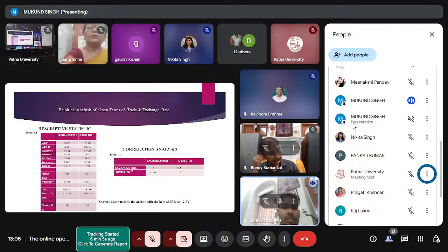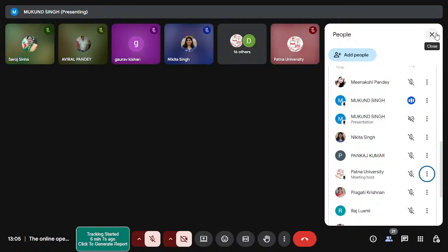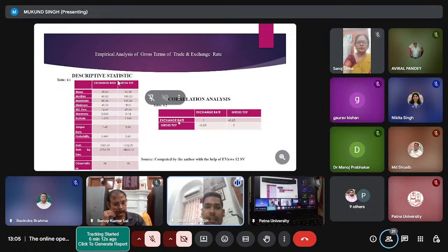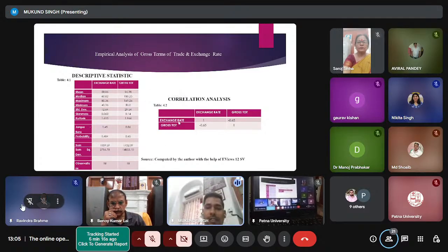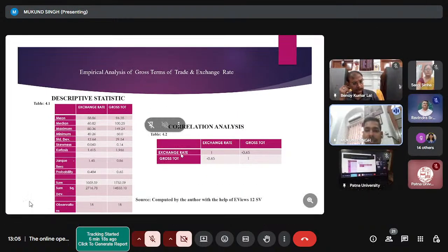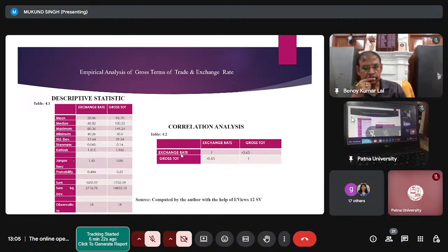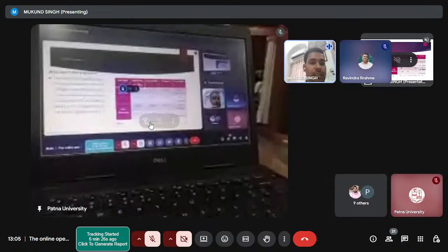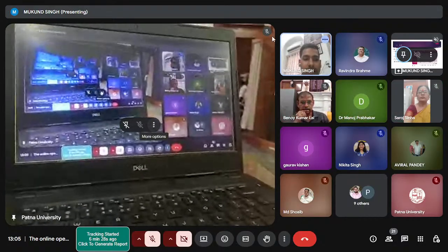Now, as per descriptive statistics, which is based on 18 observations, the mean value of exchange rate is 58.86, and the mean of gross terms of trade is 96.28 indices, and correlation is negative between exchange rate and terms of trade. Now, through the unit root test, we found that both the variables are stationary at first difference.